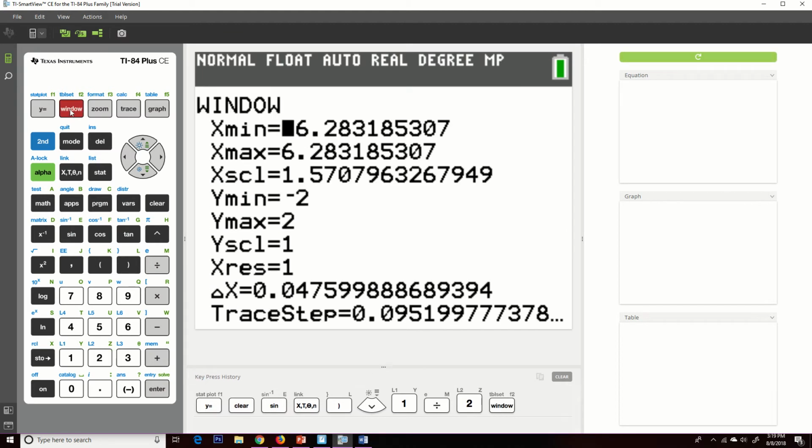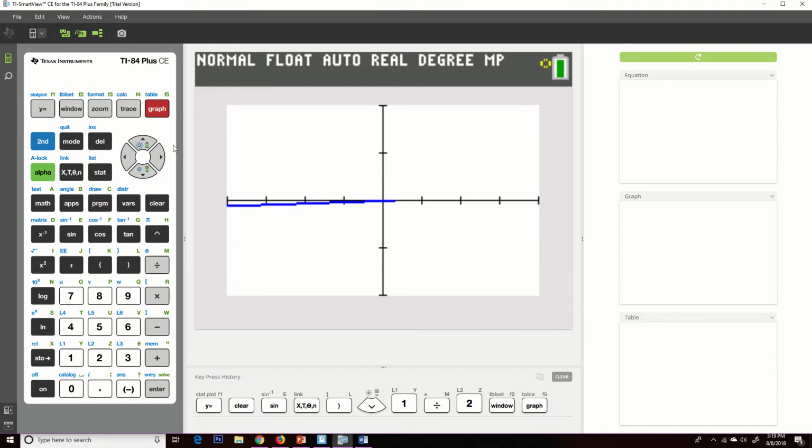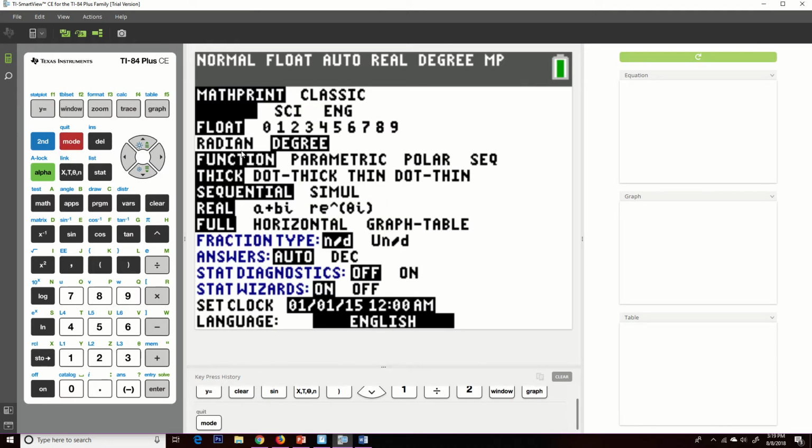And let's talk about our window here. Our window goes from negative 2 pi to positive 2 pi, and our scale is pi over 2, the y minimum negative 2, y max 2, and the scale is 1. So when I go to graph, ooh, that's wrong. Oh, I know what's wrong. We want to be in radian mode instead of degree mode. Sometimes that happens. Hit graph.